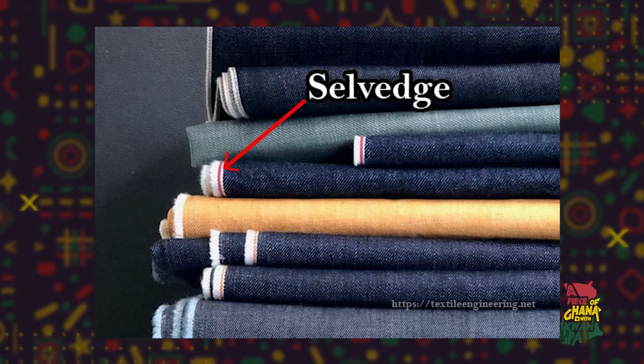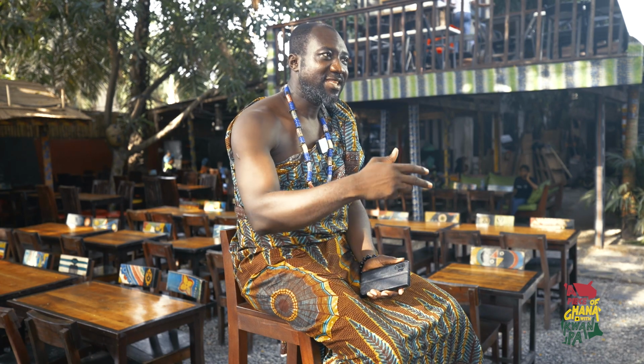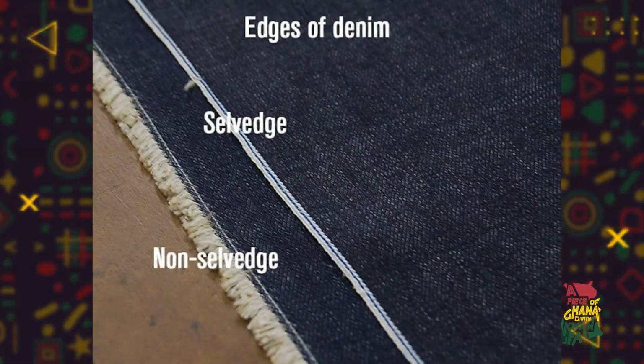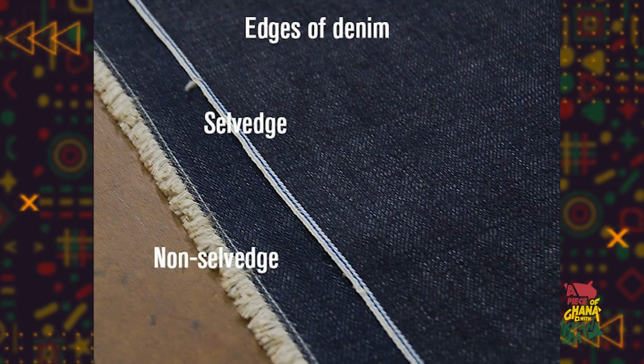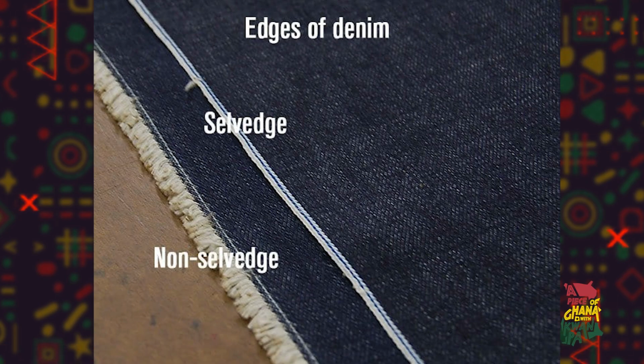These are the edges that have already been reinforced from the factory. So these are the edges you usually will not cut. They come well treated, well sewn, well reinforced, and so you don't touch them. Usually the other edge, where you cut, will not be the self edge because it doesn't come reinforced. Let me explain this briefly.